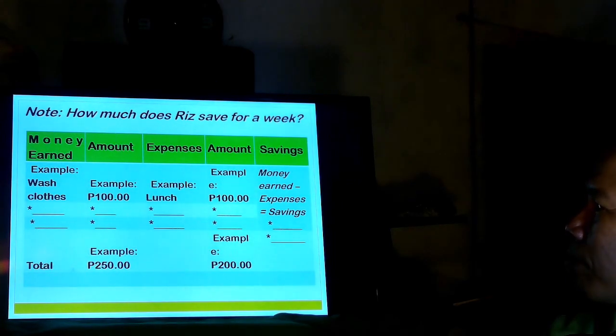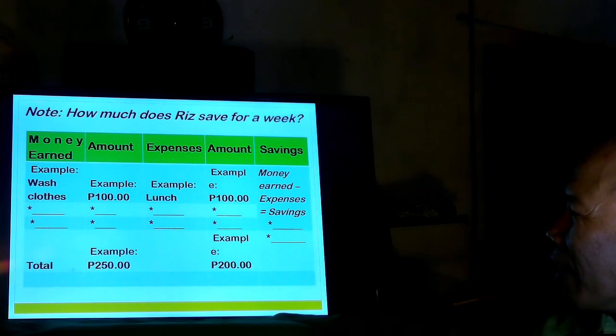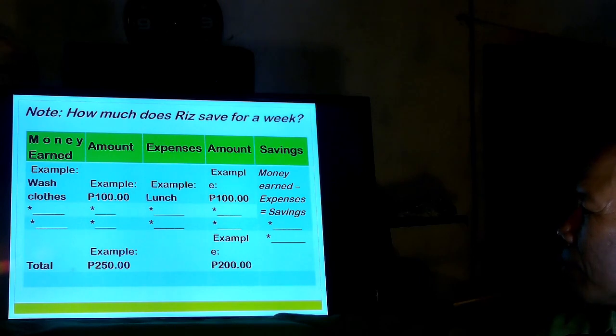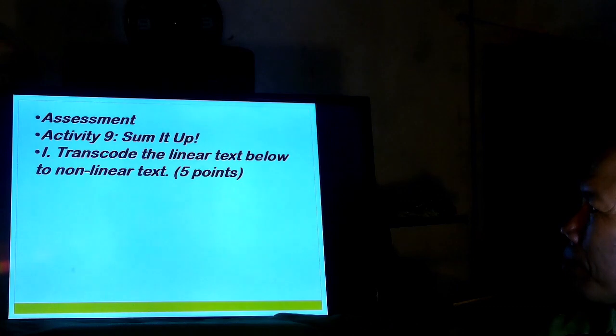Note, how much does Reese save for a week? You have there on the screen the information to answer that: the money earned, the amount, the expenses, the amount, and savings. Okay, try to answer in a while. Okay, are you done? Let's proceed.